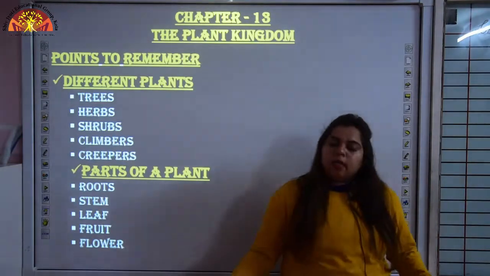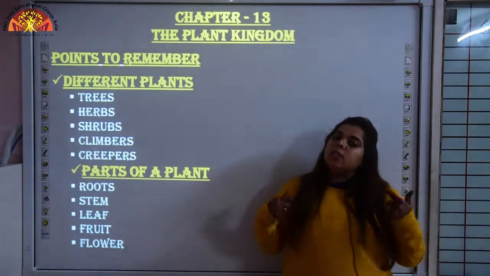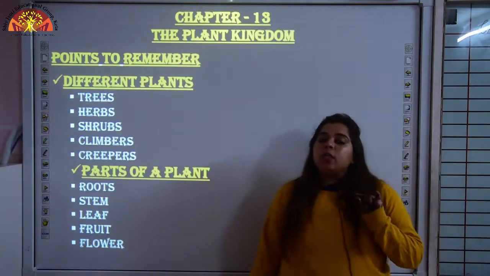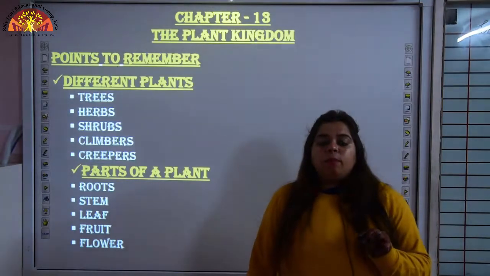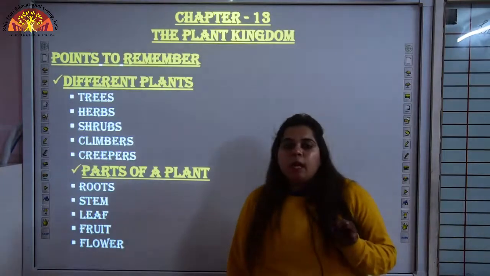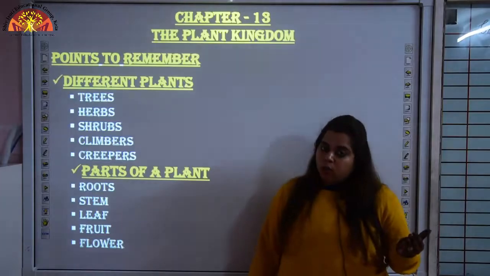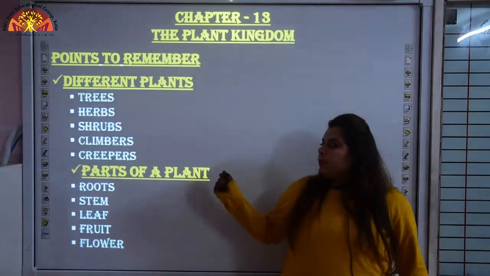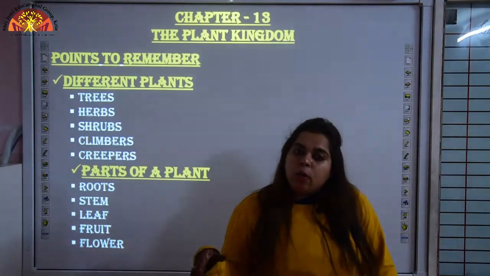A tree is a big plant. It has thick woody stem and it is called its trunk. Now, herbs. Herbs are small plants with thin stem. Shrubs. Shrubs are small woody stem plants. Climbers. Climbers are weak plants that need support of wall or stick to grow. They grow upwards. Creepers. They creep or crawl on the ground and they grow on the ground.